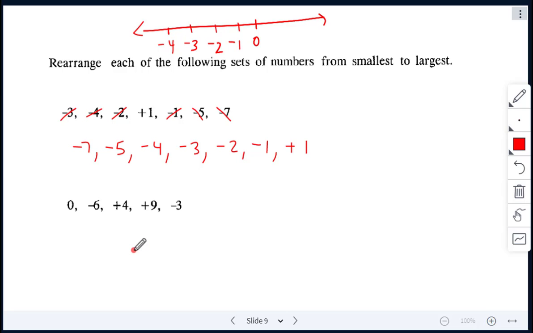So the smallest number here would be the negative 6. That's the smallest. After that, we'd have the negative 3. We're getting closer to 0. So the next number would be 0. Then we'd have the positive 4, and then the positive 9. If you didn't include the positive in front of the 4 and 9, that's perfectly fine, because if you write 4 or 9, we already know that it is positive.